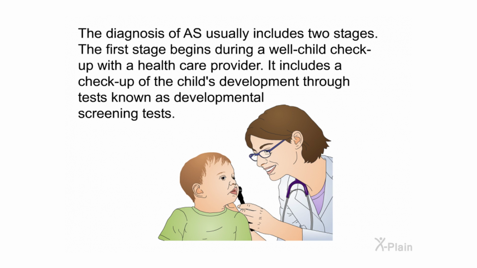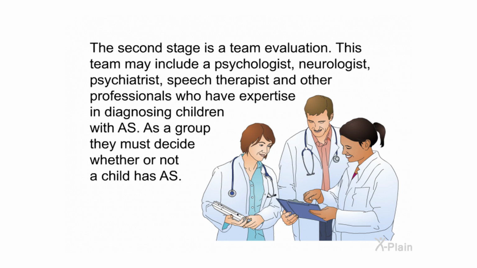The diagnosis of AS usually includes 2 stages. The first stage begins during a well-child checkup with a healthcare provider. It includes a checkup of the child's development through tests known as developmental screening tests. The second stage is a team evaluation. This team may include a psychologist, neurologist, psychiatrist, speech therapist, and other professionals who have expertise in diagnosing children with AS. As a group, they must decide whether or not a child has AS.